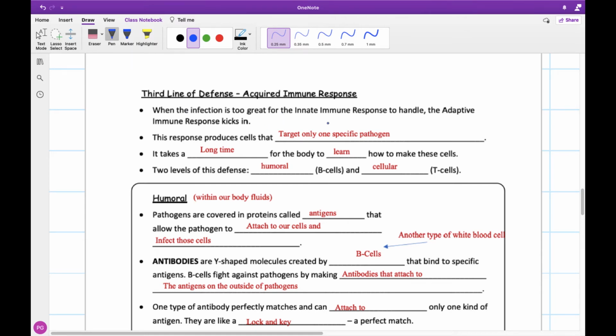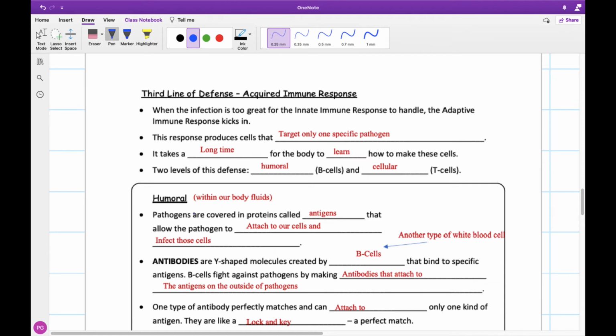So when the infection gets too great for our innate immune response, the adaptive immune response kicks in. And these adaptive responses don't target everything. They target only one specific pathogen at a time. And this takes a long time for the body to learn how to make the cells they need to target these specific pathogens. Because we're not born with it, our body has to learn how to fight certain diseases. There's two levels for this, humoral and cellular.